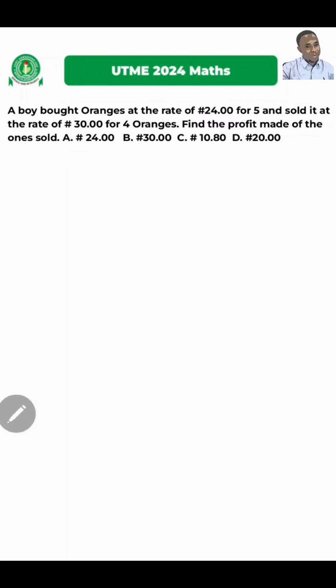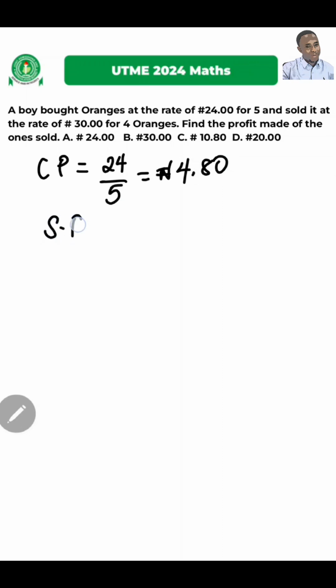Question 18. Interesting question. A boy bought oranges at the rate of 24 naira for 5. So cost price is 24 naira for 5. That's 24 divided by 5. One orange actually costs 4 naira 80 kobo, 4.8. And the selling price, how did he sell? He sold 4 for 30 naira. So that is 30 divided by 4. That is 15 over 2, and that is 7.5 naira.